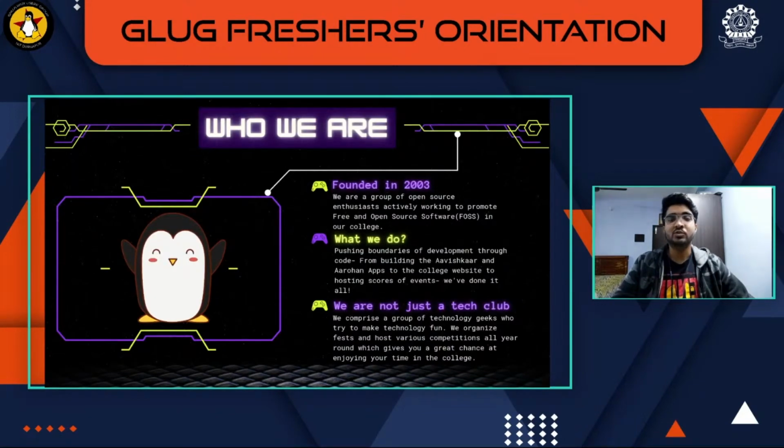We were founded in 2003 as a group of individuals coming together to spread the knowledge of free and open source software in this institution. We push the boundaries of development through code, from building the Avishkar and Arohan apps to the college website to hosting scores of events. We have done it all. And we are not just a tech club. We exist to make technology fun and approachable for each and every one of you.